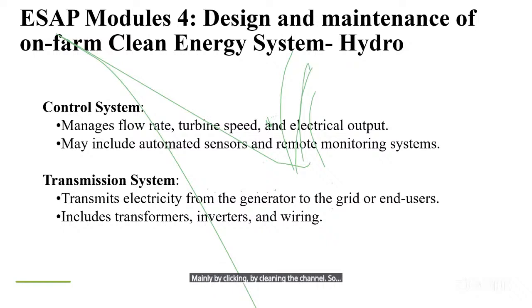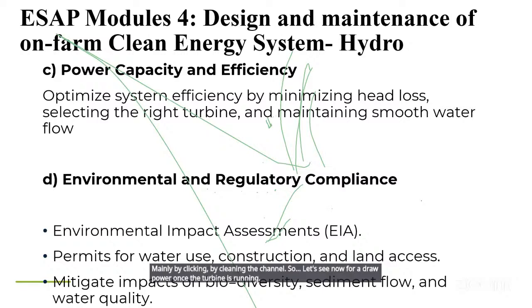So let's see now for hydropower. Once the turbine is running, it also runs the generator. It is compulsory that the speed at which the generator is running should be constant. That means the turbine should also be turning at a constant speed. And for the turbine to run at a constant speed, it is compulsory to have a constant amount of water hitting the turbine. And we call that the control system.